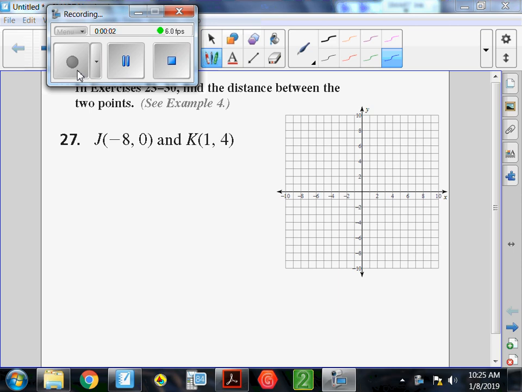This is the Unit 7 Targets 3 and 4 homework out of the book. This was on page 25, number 27. It says find the distance between the 2 points. J is at -8, 0, and K is at 1, 4. I'm going to show you both strategies from class because we want you to be able to use both strategies.